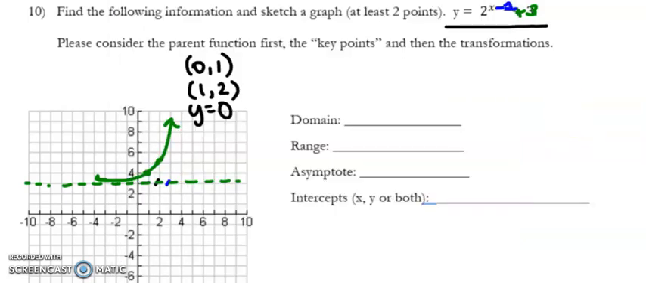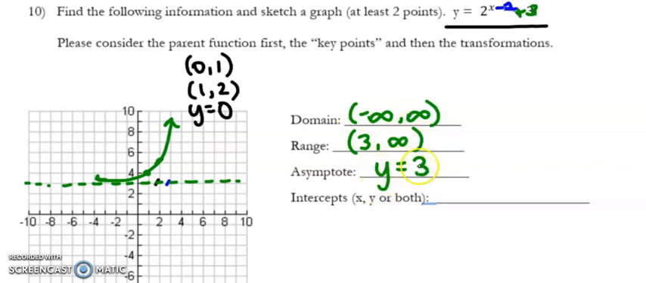So our domain for any exponential function is going to be negative infinity to infinity. Our range is our low point, which was the asymptote that we're going to approach. I'm going to approach 3 but never get there, and then continue to grow positively. My asymptote is at the line y equals 3, because everywhere that y equals 3, I'm not going to touch.